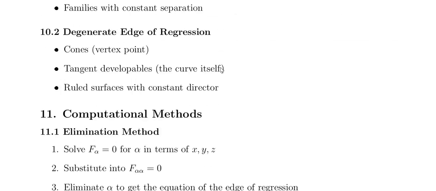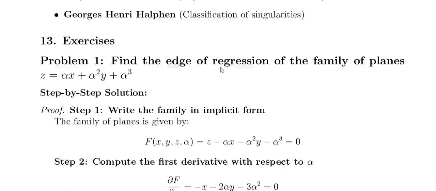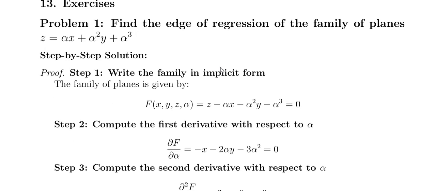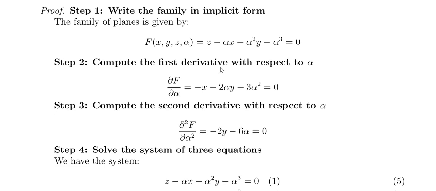Now, find the edge of regression of the family of planes z equal to alpha x plus alpha square y plus alpha cube. So what should we do? First step, write f of x, y, z, alpha and name it. Then find dou f by dou alpha and equate it to 0, and find dou square f by dou alpha square and equate that to 0. From this, something like alpha equal to 2y comes, or y equal to something comes.